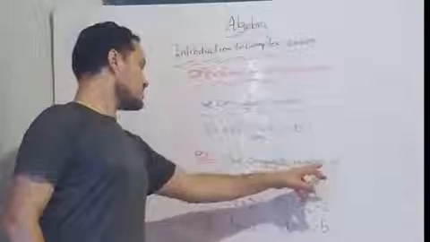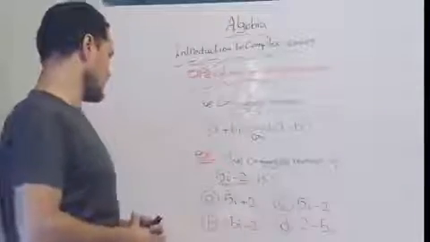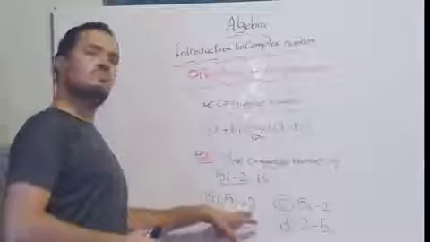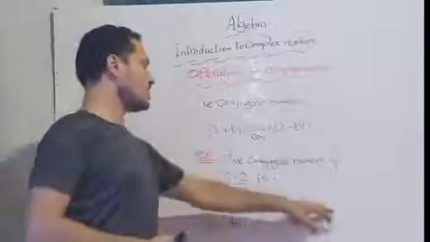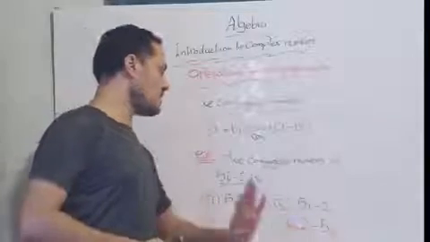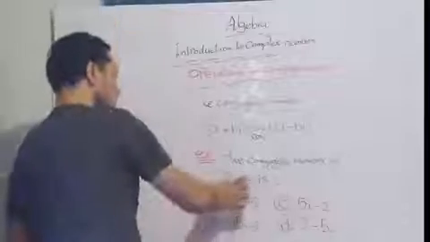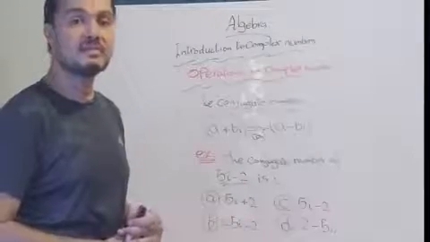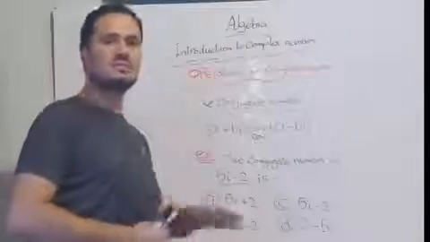The conjugate number of 5i minus 2 is, let's choose: 5i plus 2, negative 5i minus 2, 5i minus 2, or 2 minus 5i. Okay, what's the complex number? It's 5i minus 2. What's the conjugate of 5i minus 2, without seeing these answers?